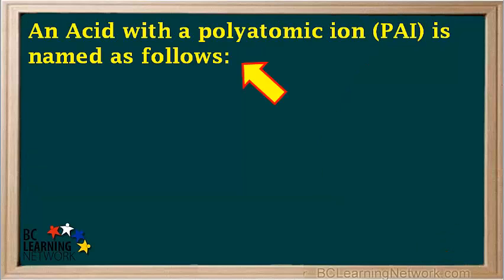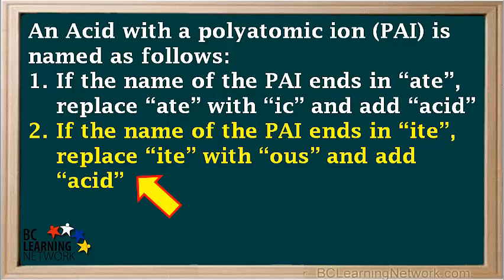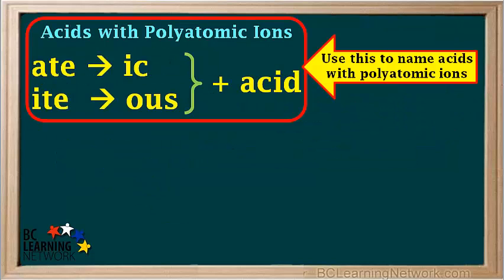An acid with a polyatomic ion, or PAI, is named as follows. If the name of the polyatomic ion ends in ate, replace ate with ic and add the word acid. If the name of the polyatomic ion ends in ite, replace ite with ous and add the word acid. We can summarize how to name acids with polyatomic ions with this: ate goes to ic acid and ite goes to ous acid. Let's do a few examples.